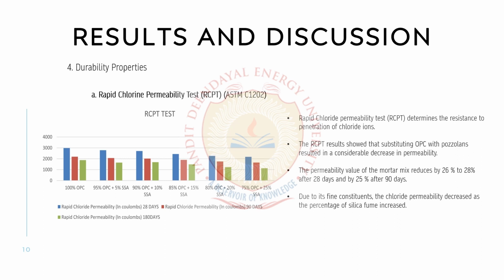Talking about the durability, we have conducted RCPT, rapid chlorine permeability test, as per ASTM C1202. Rapid chlorine permeability test determines the resistance of the concrete to penetration of the chlorine ions, which are one of the major sources of corrosion of the reinforcement. So the RCPT result shows that the substitution of OPC with pozzolans results in a considerable decrease in the permeability of chlorine ion. The permeability value of mortar mix reduces by 26% to 28% after 28 days and 25% after 90 days.